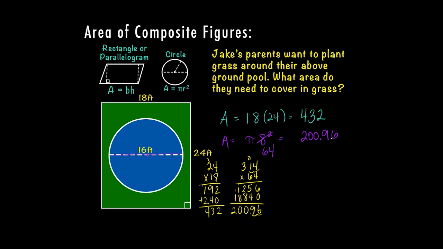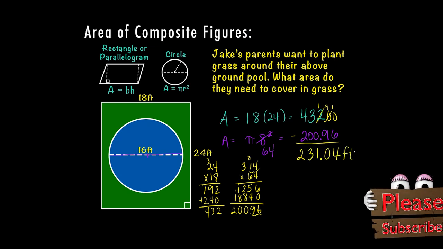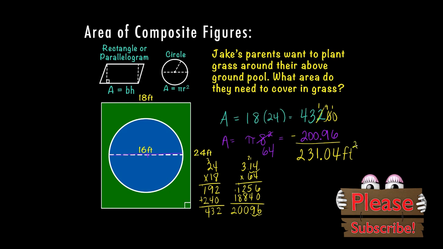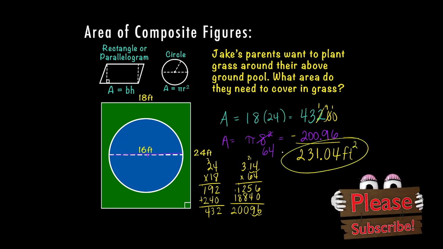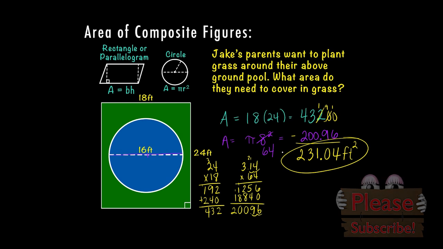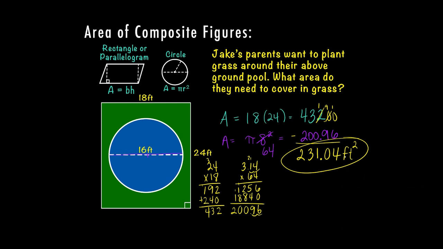And now my last step, I just need to figure out the difference between those two, because the grass is not going to be where the pool is, so I'm going to have to subtract these two. So I'm going to add 2 zeros onto here because I am going to have to borrow. So it comes out to 231.04 feet squared. This would be a question if you had multiple choice. They may not include the decimals, so you would just pick the answer choice that is closest. In this case, the exact answer is 231.04 feet squared. That's how much grass they need.